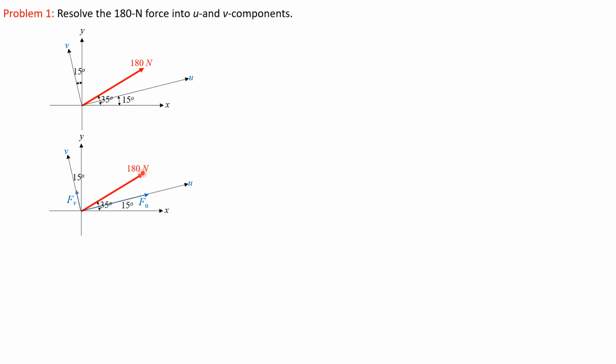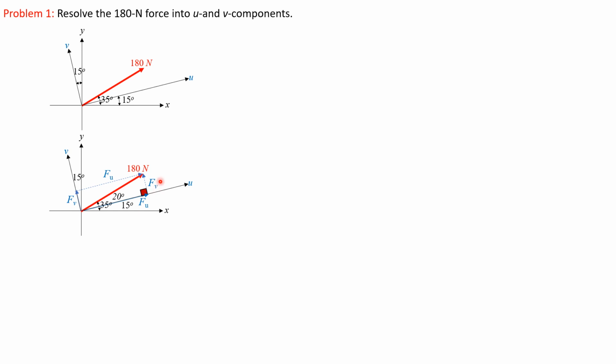Then from the tip of the 180 Newton force, we simply draw parallel sides, or the free vectors of FU and FV. So this supposedly parallelogram is reduced to a right triangle because, as mentioned earlier, the angle between the U and the V axis is 90 degrees. So this is the U axis, and this component is parallel to the V axis. In fact, this is the free vector of the V component of the force. So that's 90 degrees. And we only consider this right triangle, and this angle is 20 degrees.